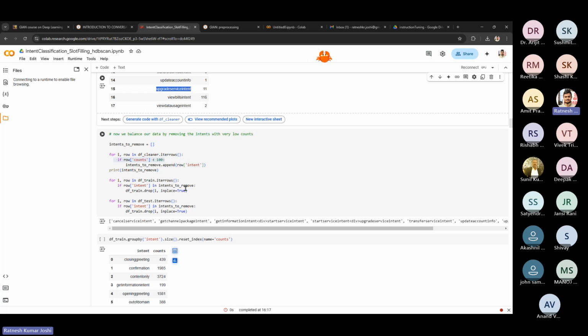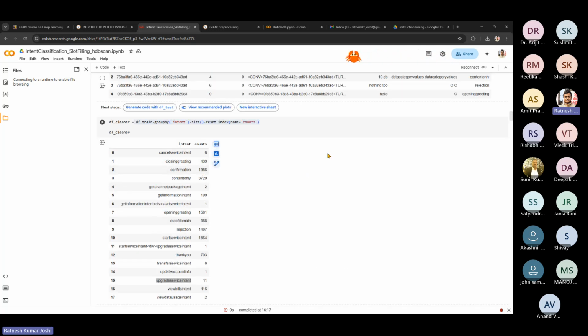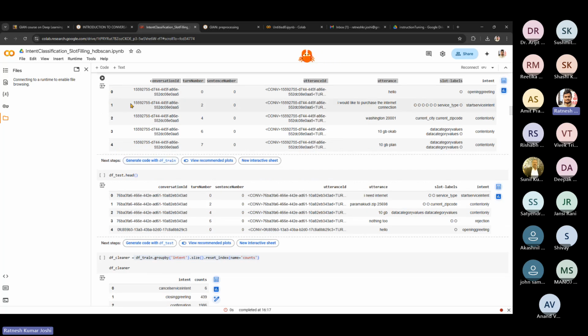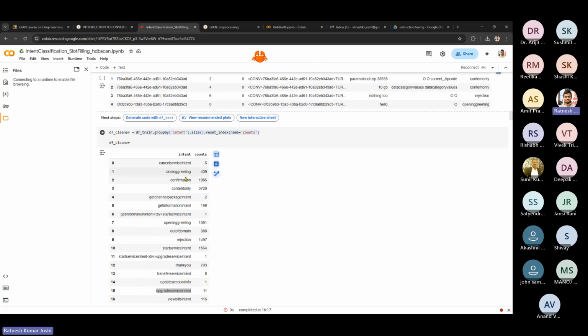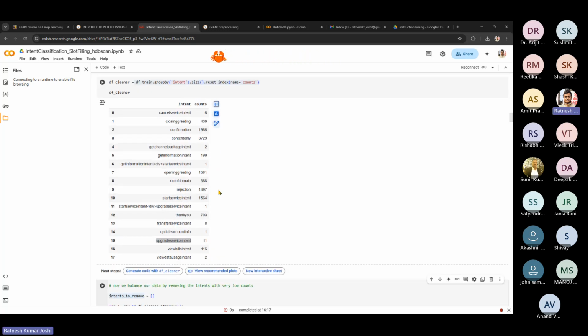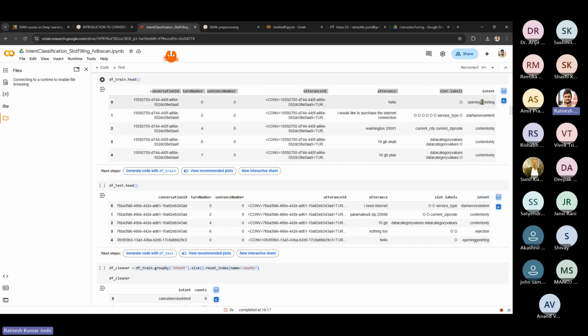And then we use the function df.train.drop, i, inplace equal to true, right? So what is this function? i is a row in intents to remove, right? So any row that has an intent which we want to remove. So any row from this data, let's say start service intent we want to keep, open greeting also we want to keep.